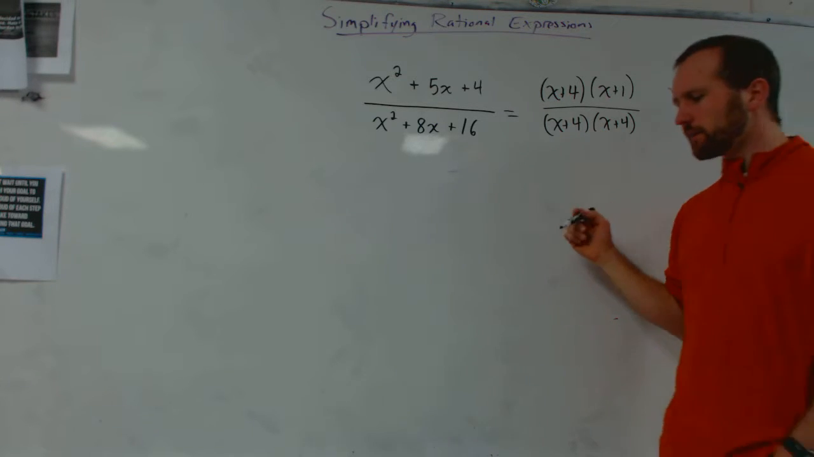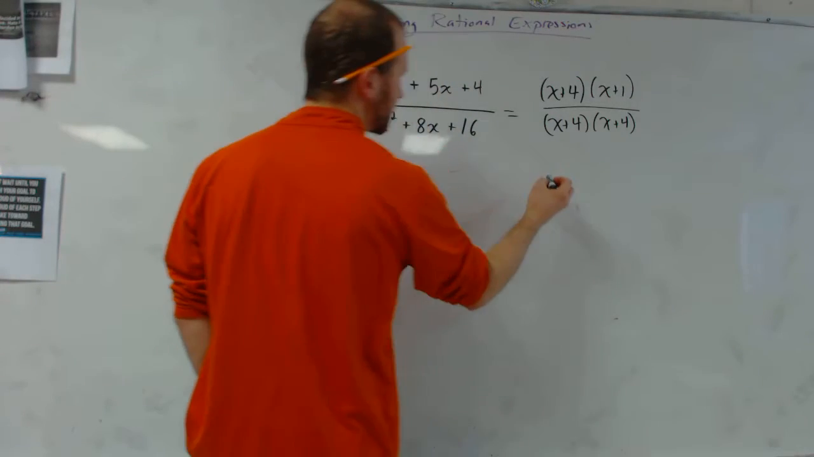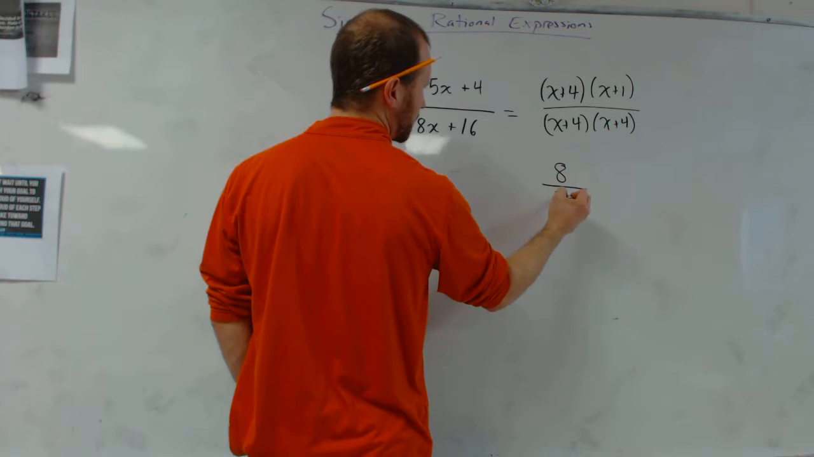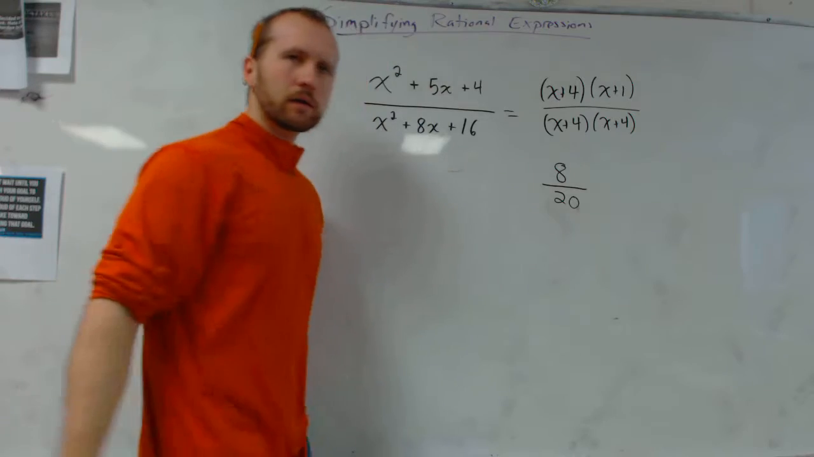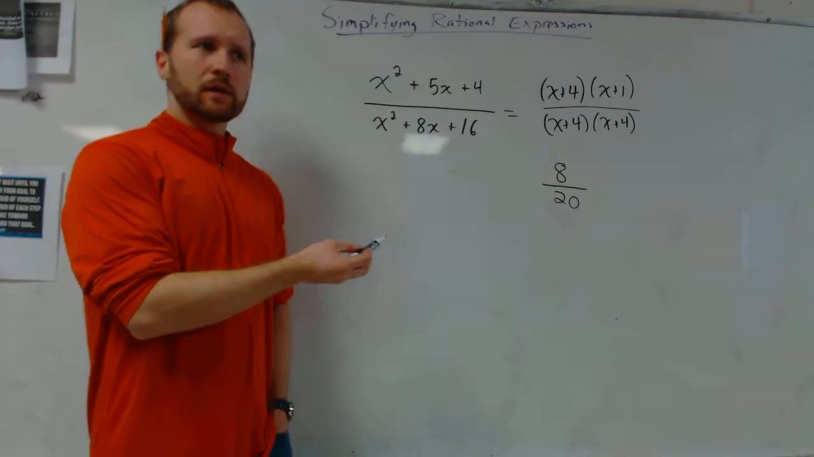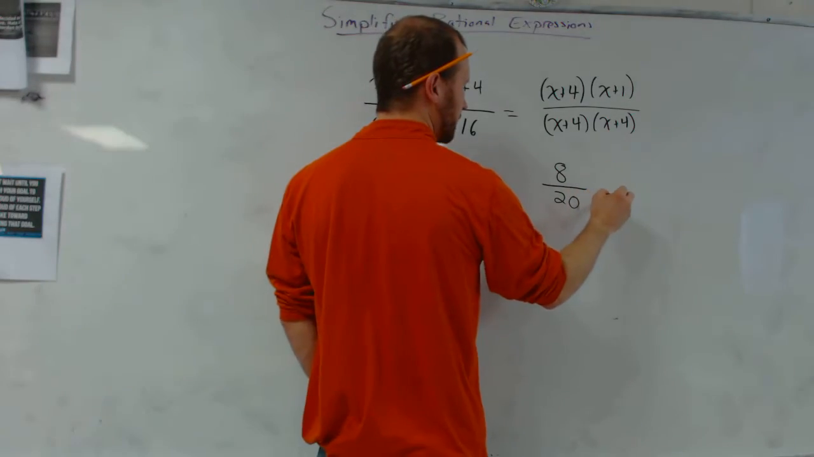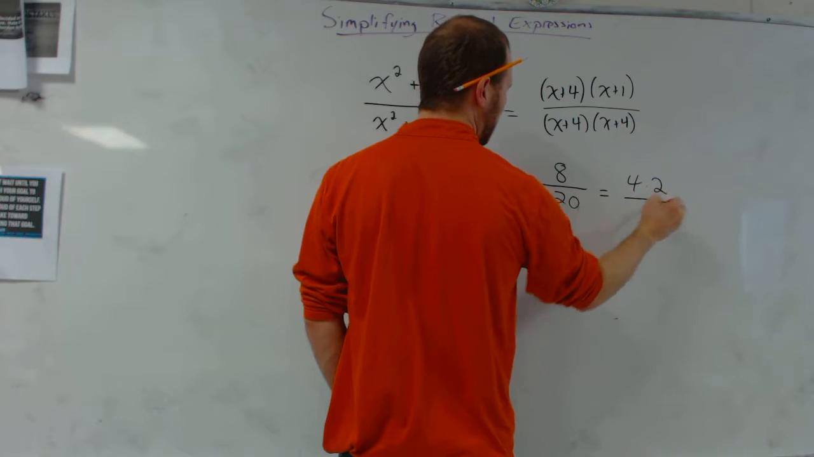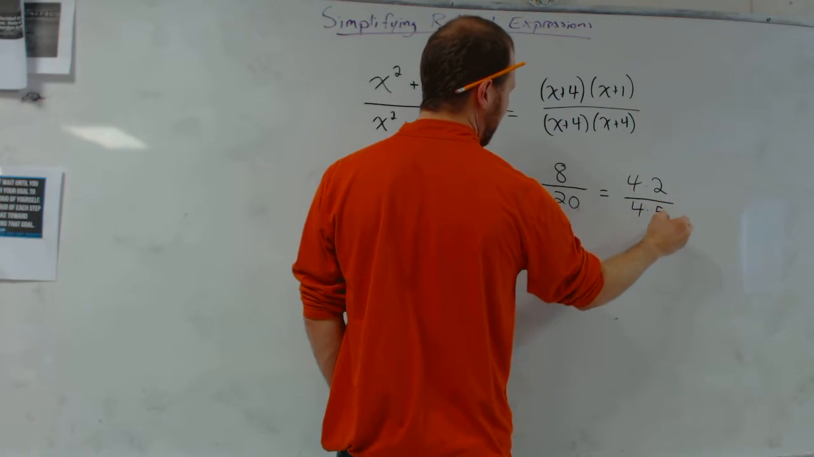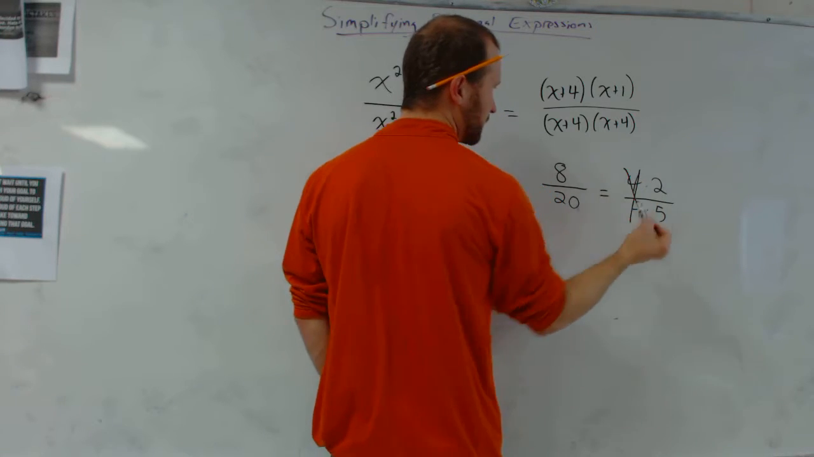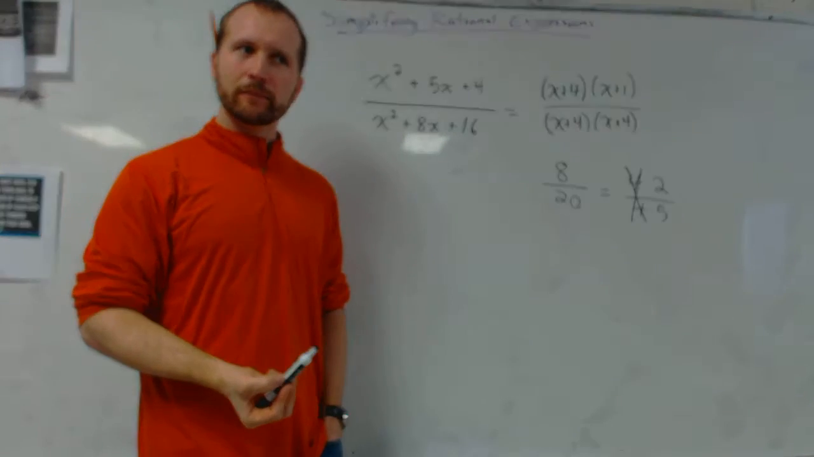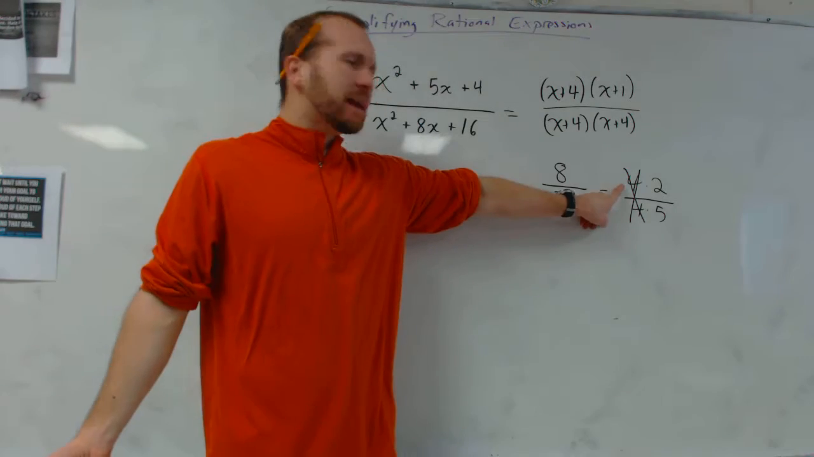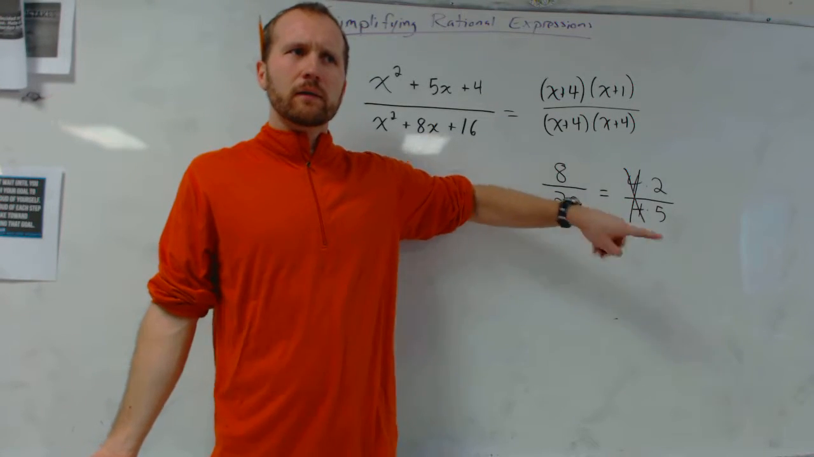Think about an elementary fraction, right? If we had something like 8 over 20, you can reduce that, right? You can reduce it because 8 is 4 times 2, and 20 is 4 times 5, and I can cancel the 4, that's a factor. So I'd end up with 2/5.